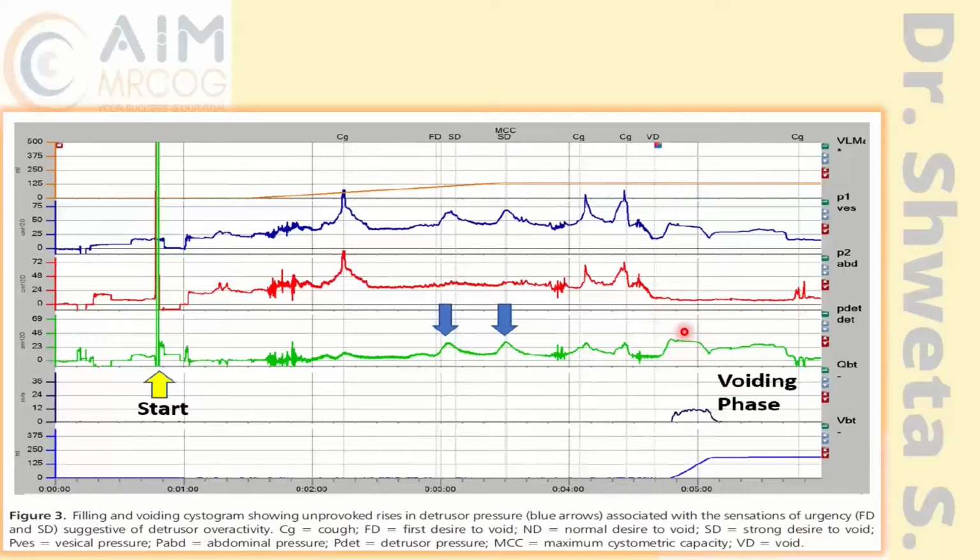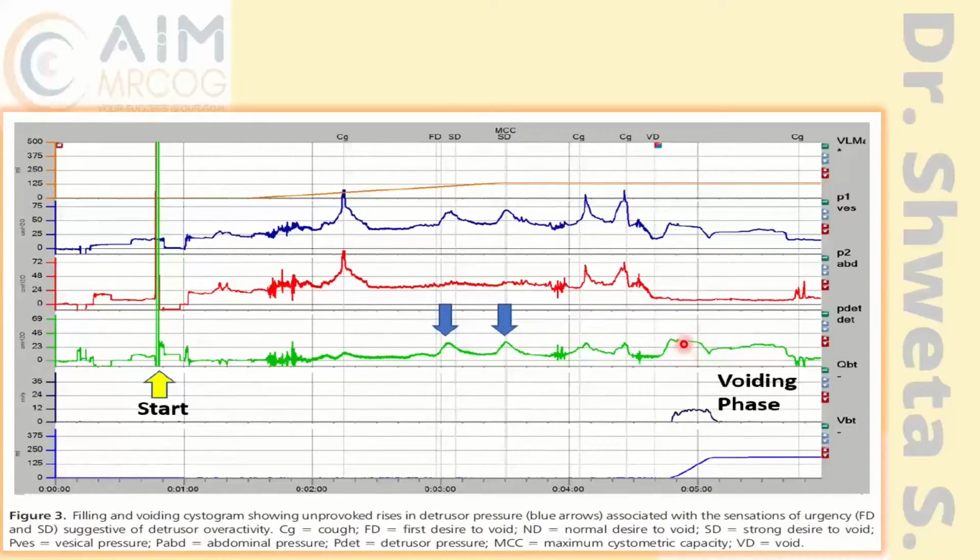How much should the P det be while voiding? Anybody? Less than 15. Less than 15 while filling. Okay, right, but that is for filling. What about voiding? How much should I expect here? Less than 70, not 70. So 70 is also abnormal, more than 70 is also abnormal.